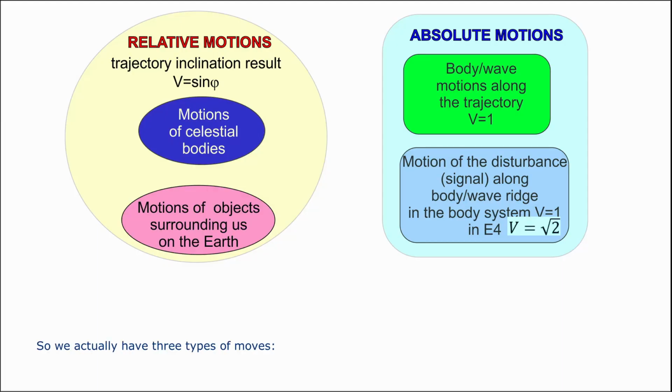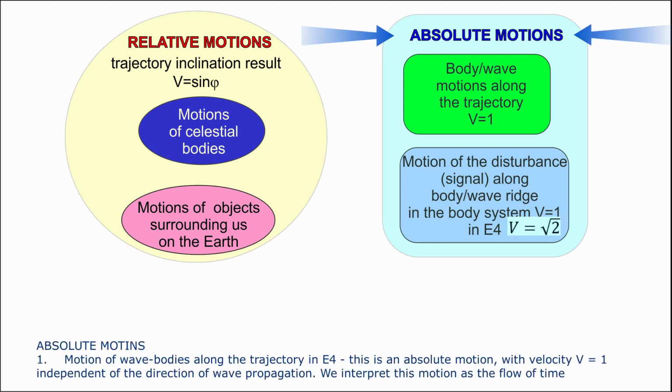So we actually have three types of moves. Absolute motions. 1. Motion of wave bodies along the trajectory in E4. This is an absolute motion with velocity v equals 1, independent of the direction of wave propagation. We interpret this motion as the flow of time.